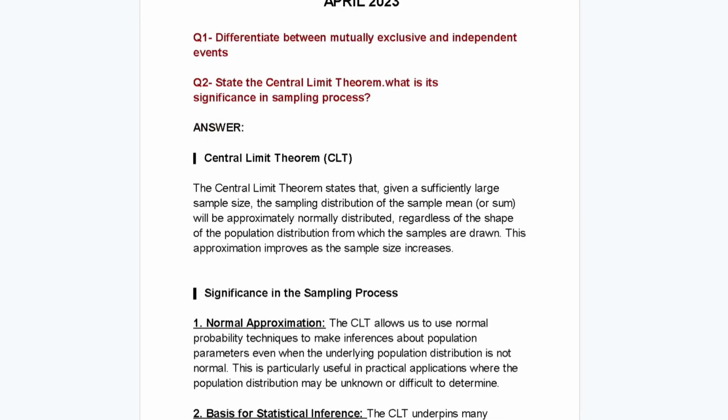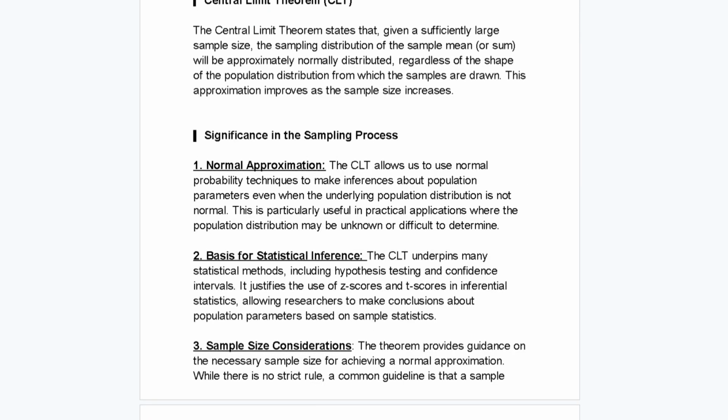So the central limit theorem states that, given a sufficiently large sample size, the sampling distribution of the sample mean will be approximately normally distributed, regardless of the shape of the population distribution from which the samples are drawn. And this approximation improves as the sample size increases. Now, what are the significances in a sampling process? The significance is normal approximation.